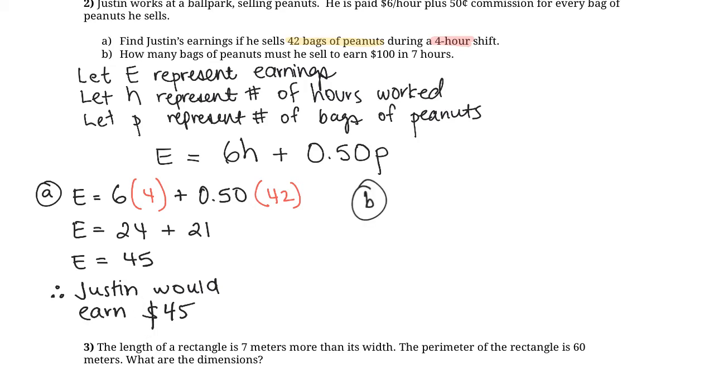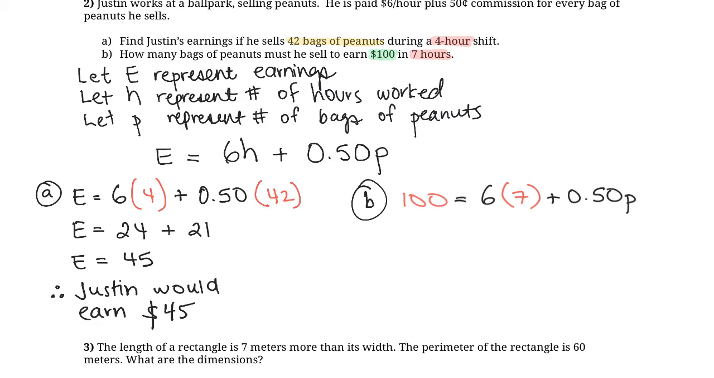For question B, we are asked how many bags of peanuts must he sell to earn $100 in 7 hours? So this time they are telling us that he actually can earn $100. So 100 can go into my equation in the place of the letter E. It is an earnings value. And again, they tell us the hours that Justin works, and this time he works 7 hours. So in the place of the letter H in my equation, I'm going to put in a 7.